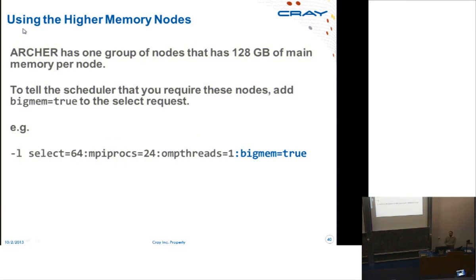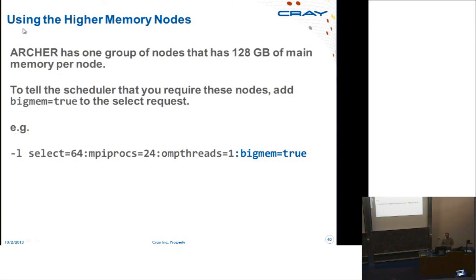As I said, there is one group on Archer which have higher memory, 128 gigabytes per node instead of 64 gigabytes per node. To guarantee that you're going to get onto those nodes, you have to tell the scheduler that you want nodes like that. So all you have to do is add bigmem=true to the end of your select line, and that will force your job to run on that group.